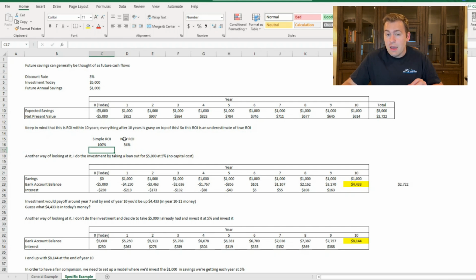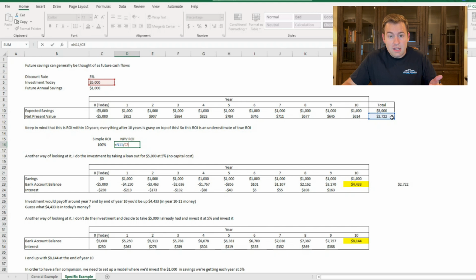And then here's our net present value ROI. This would be more of the true ROI when we factor in the time value of money, the fact that we could have invested this $5,000 in a regular bank account at 5% maybe. It ends up being 54%, and that's taking the time value of money net benefit, the $2,722, again, dividing by the investment. So I'll call that our net present value ROI.